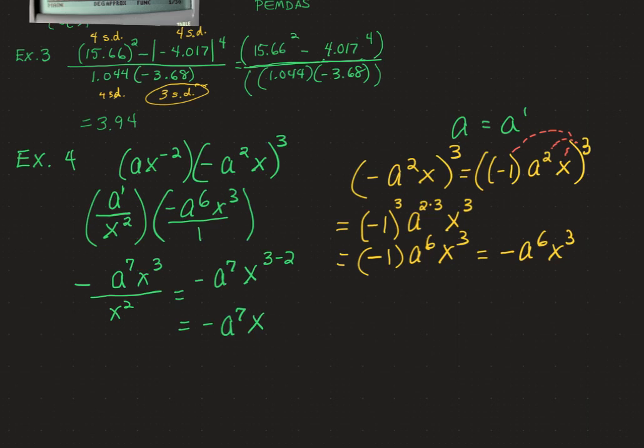7th x. Okay, some of you may be saying, hey, wait, could we not have done it this way? The answer is going to be yes. Could we not have just said x squared goes into x squared one time, and x squared goes into x cubed x times? And there you go, negative a to the 7th x. Yes, you can do it that way as well.